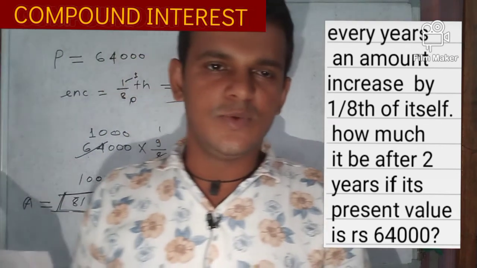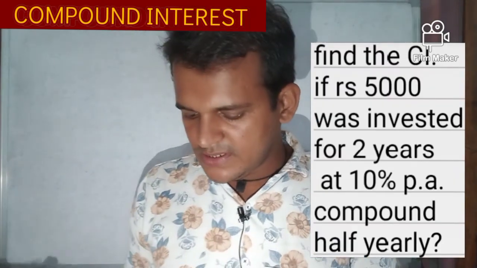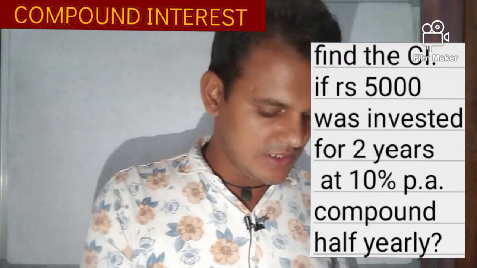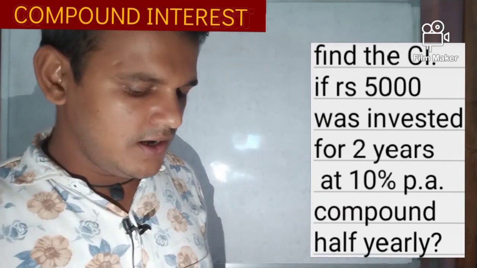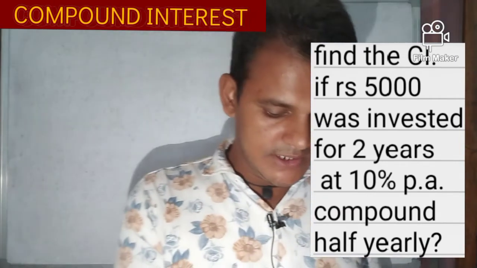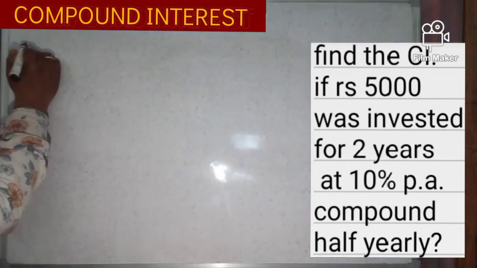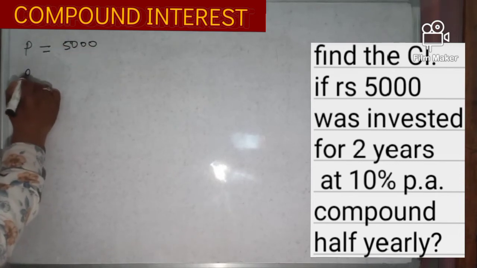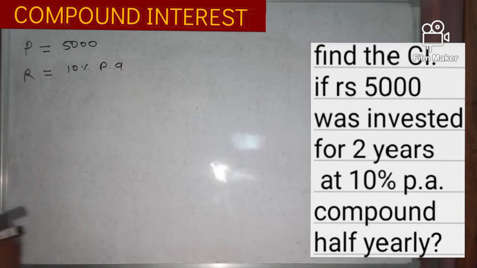So friends, move to question number 3. Question number 3 is: find the compound interest if Rs 5,000 was invested for 2 years at 10% per annum, compounded half yearly. So here on the board, principal is equal to 5,000. Rate of interest is 10%, but it is given per annum. Time is given 2 years.